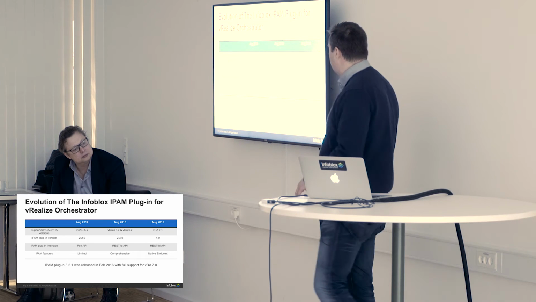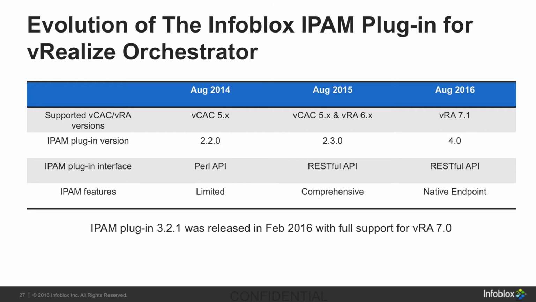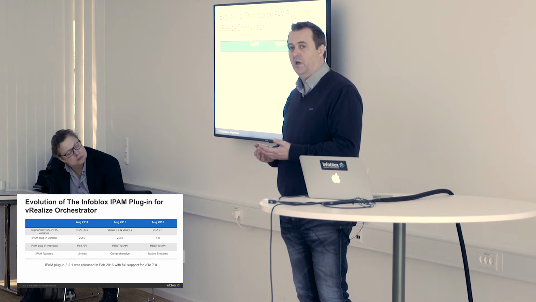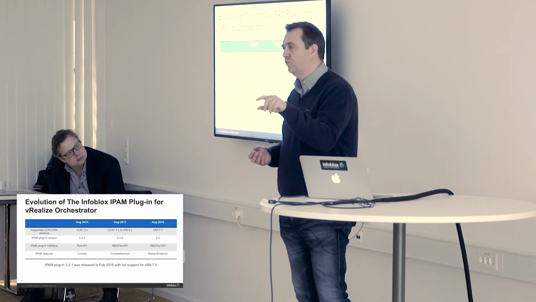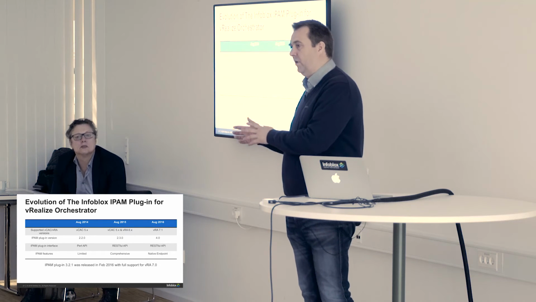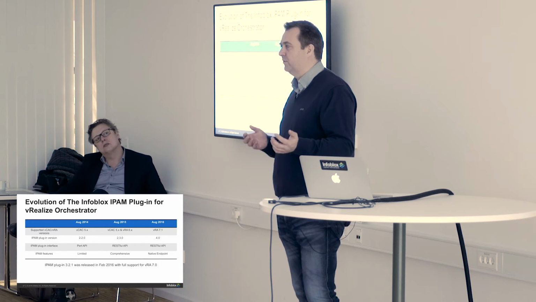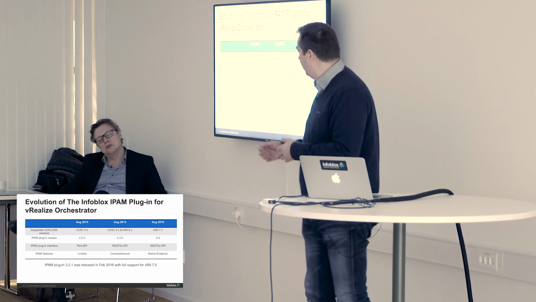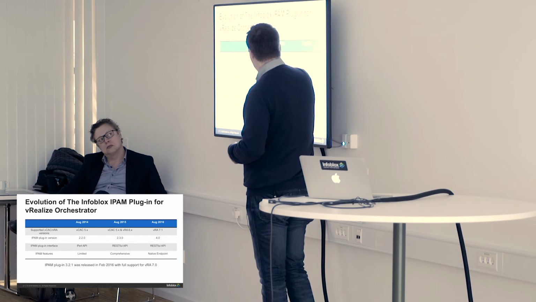So if we look at the different releases, we started with that in August 2014. Our first plugin was quite limited in a sense that, for example, we couldn't use any extensible attributes, so it was up to the person deploying a new machine to select which network it should be. But the people managing the cloud infrastructure usually don't know which IP addresses they need to use, because they're used to asking the network guys which IP they can use. So that's what we improved in version 2.